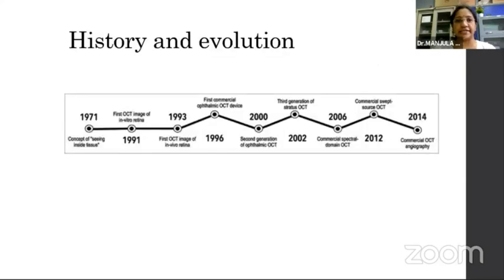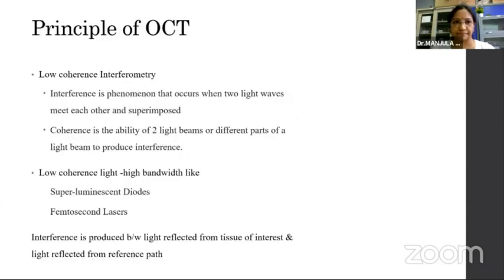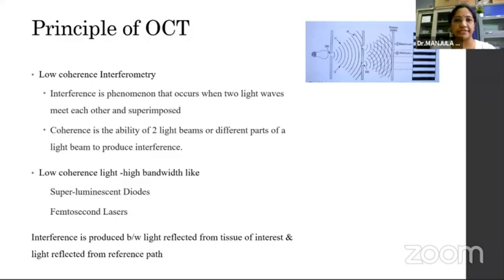If you look at the history and evolution of OCT, it took almost 3 decades from the first concept of seeing inside the tissue to the generation of Stratus OCT in 2002. But after that, there has been faster modification in technology, with SD OCT coming into the picture in 2006 and swept source OCT in 2012. As I've told you already, this works on the principle of low coherence interferometry.